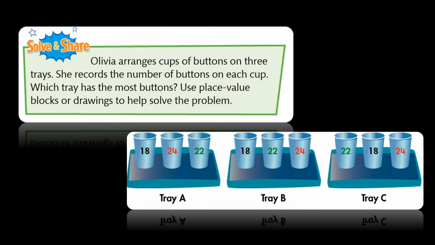All right. So for this one, you do not need your books. Let's go ahead and read right here our big green box. We start by reading the big green box. Go ahead and follow along as I read. Olivia arranges cups of buttons on 3 trays. Okay, we see tray A, tray B, tray C. She records the number of buttons on each cup. Which tray has the most buttons? Okay, there's our question. Which tray has the most buttons? Use place value blocks or drawings to help solve the problem.